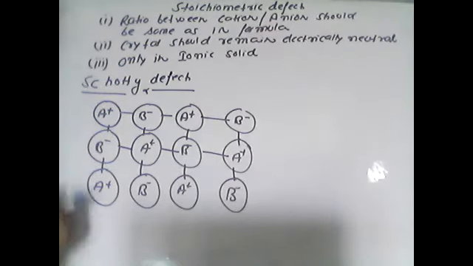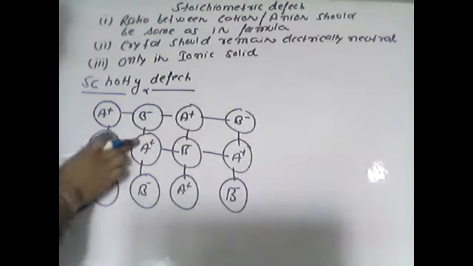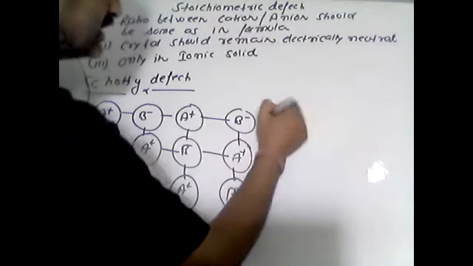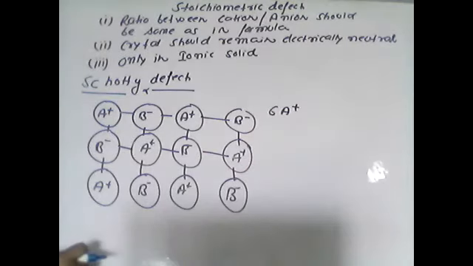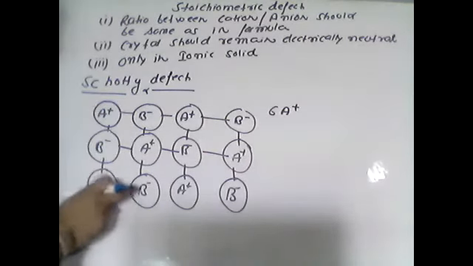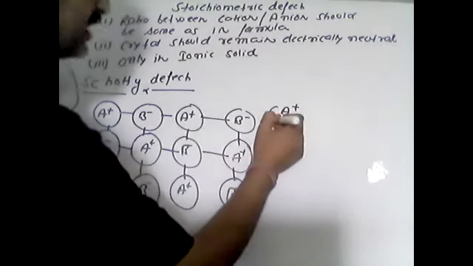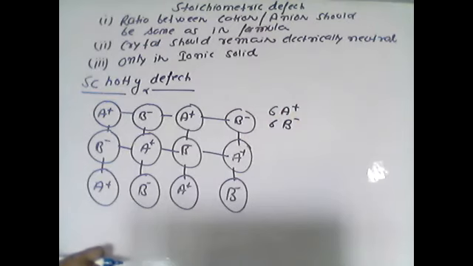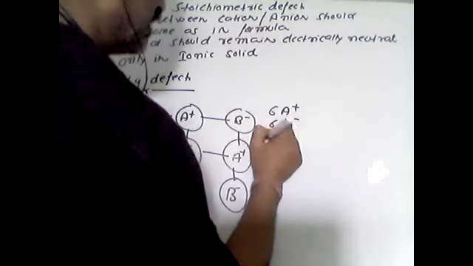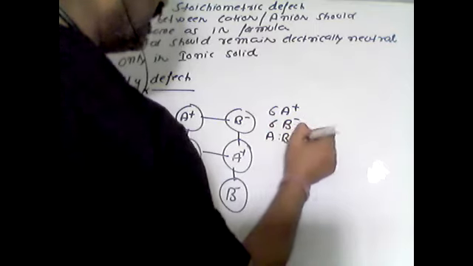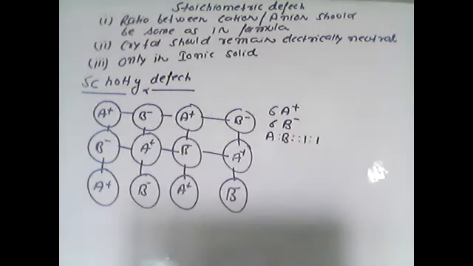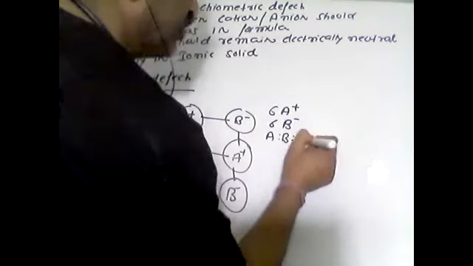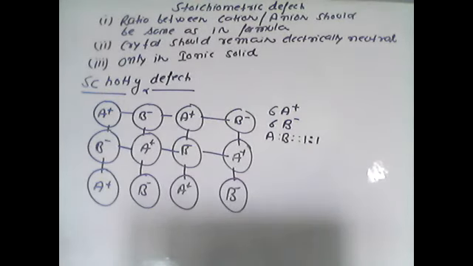Now find out the positive and negative charge in this case. A positive: 1, 2, 3, 4, 5, 6. I'm having 6 A positive. Check out the B negative: 1, 2, 3, 4, 5, 6. I'm having 6 B negative. Overall, it is electrically neutral, and the ratio between A and B is 1:1. So right now it's an ideal crystal. It is electrically neutral and the ratio is 1:1.